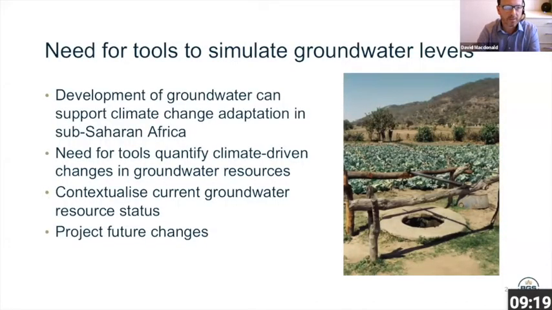The development of groundwater is seen across sub-Saharan Africa as an important means to support the adaptation to climate change. And there is a need when it comes to water resource management for tools that will quantify what the likely impact of climate change is on groundwater resources. And within that, understanding the current groundwater resource status in relation to the recent past is important, especially then to understand what the likely impact might be of future changes due to climate change.